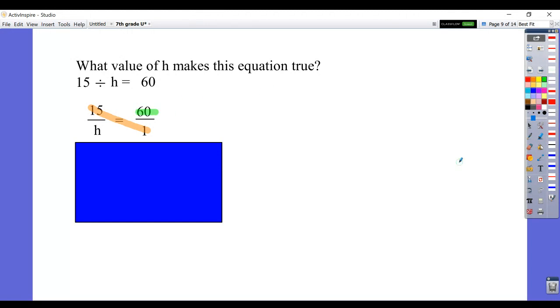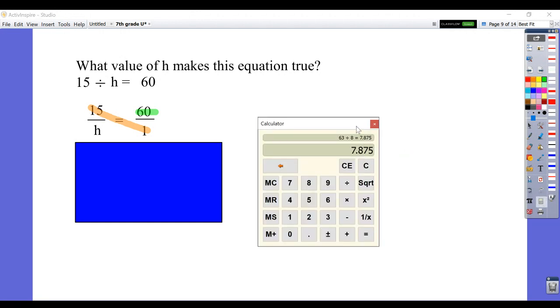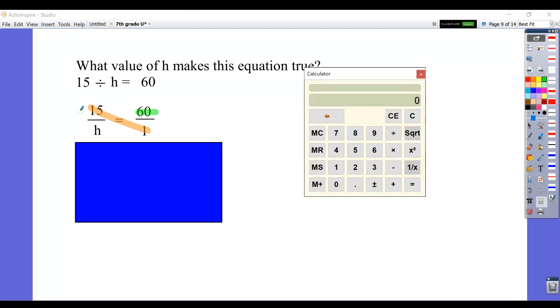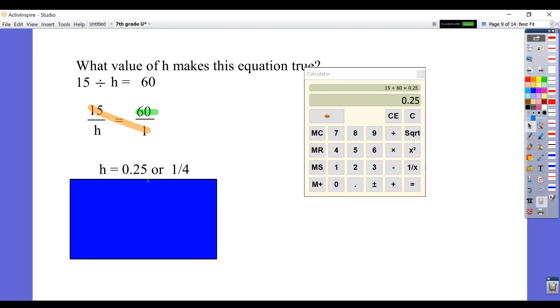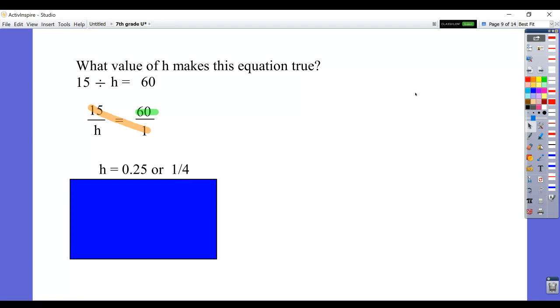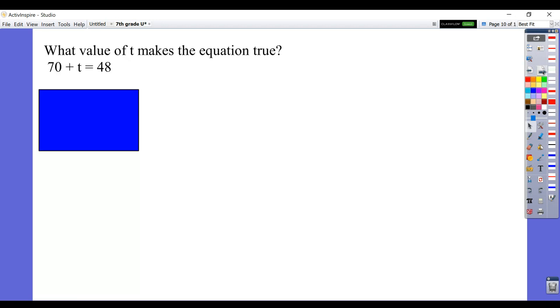Now, a lot of people might say, well, that's going to be 4, because you think, well, 15 times 4 is 60. But again, we've got to be careful about what we're asked to do here. 15 divided by 4 is not 60. So again, if you look at our cross product situation, 15 times 1 is 15, divided by 60 is not 4, it's 1/4, which is 25 hundredths. So our answer for h is 0.25, 25 hundredths, or 1/4. 15 divided by 1/4 is 60. So again, just make sure you look that over closely.